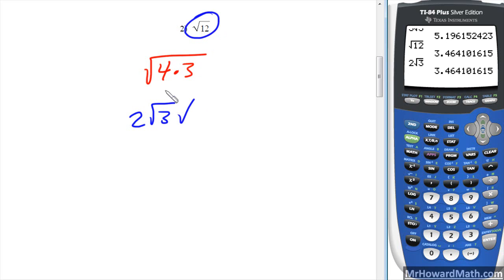This is not simplified, this is. You know it's simplified when the remaining part underneath the radical will not simplify anymore. It doesn't have any factors that have perfect square roots. So 2 square root of 3 is the simplified form of square root of 12.